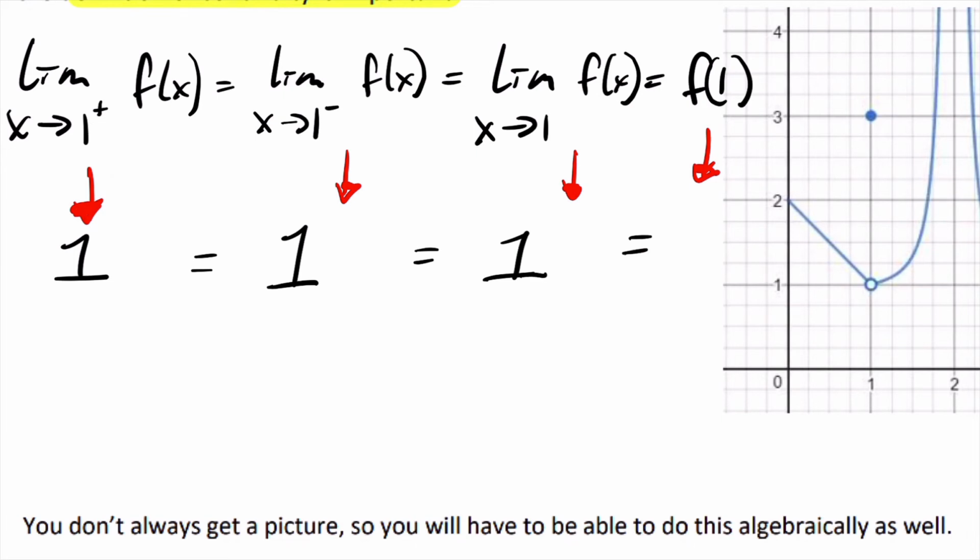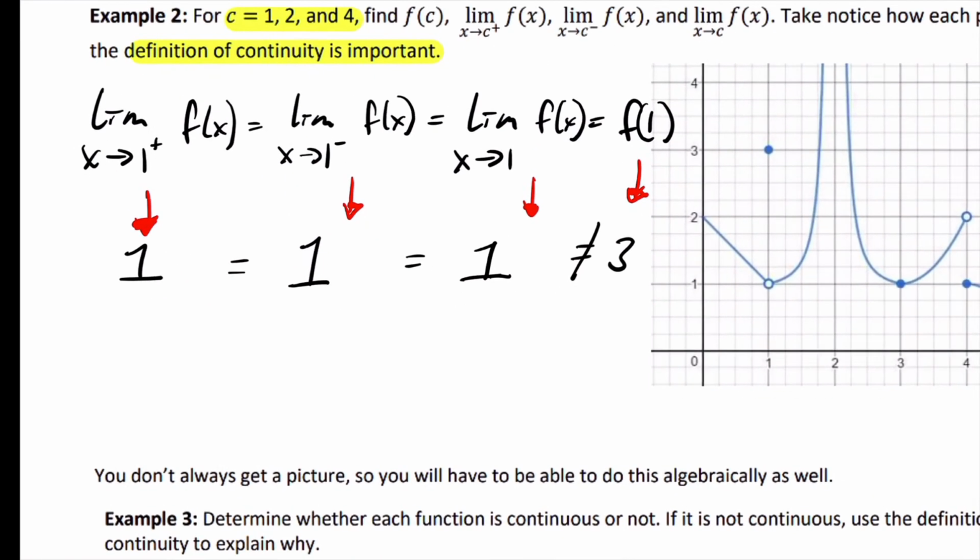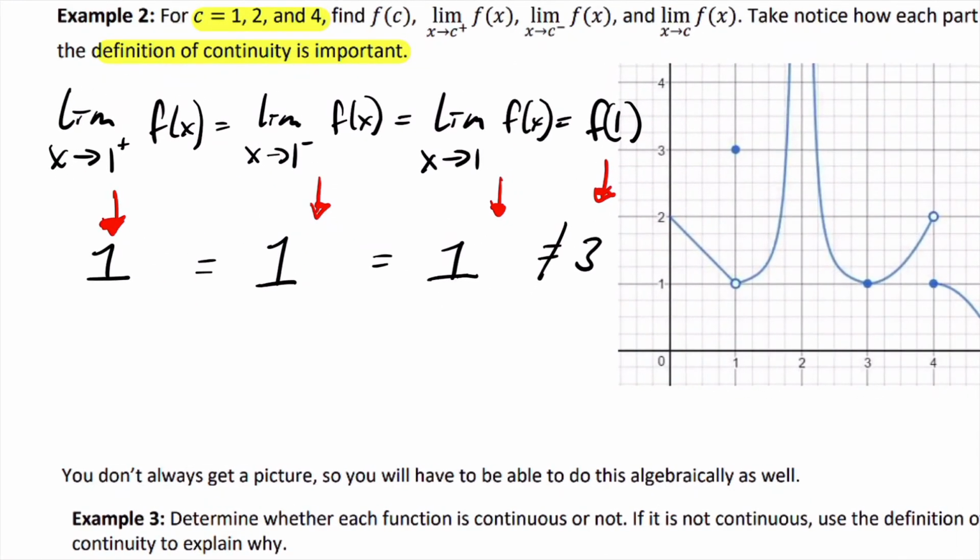Okay, so far so good. We got a bunch of 1s. Looking like it's going to be continuous. Let's look at the last one. What's f of 1 though? 3. And that's where it falls apart, because that one does not equal, we have a hole. We have a non-removable discontinuity. Okay?